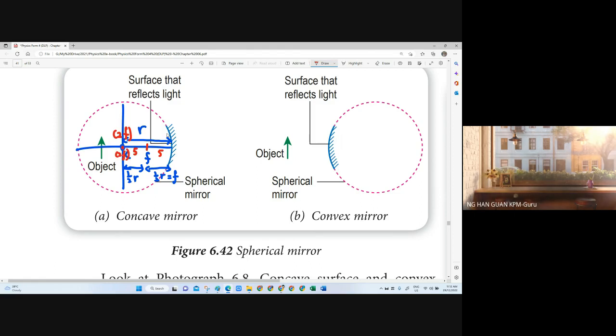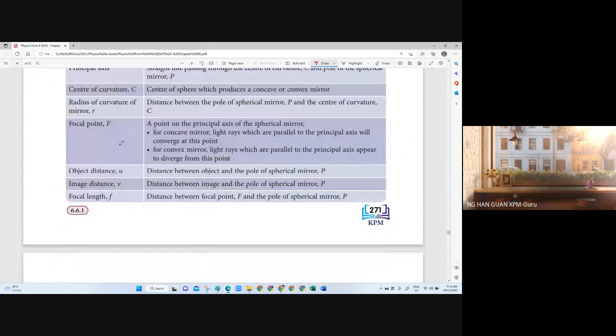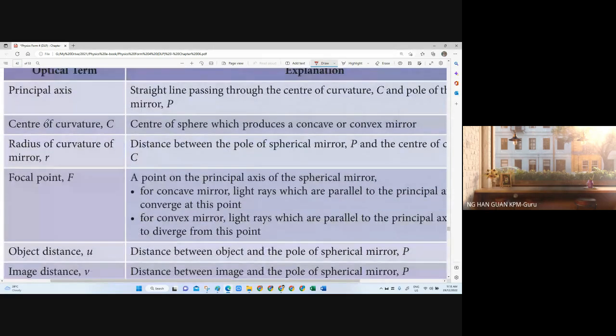But we don't call it a 2F. We only call 2F for the lens. But for this one, the 2F is actually acting as the center of curvature. Center of curvature, all right? Just like the explanation given here. Center of the curvature, right? It's the center of the sphere which produces a concave or convex mirror.